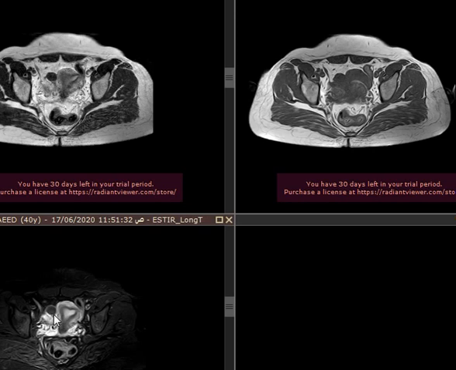this thing here. This is a pedunculated fibroid. It's hypo, hypo, it's just fibrous tissue.